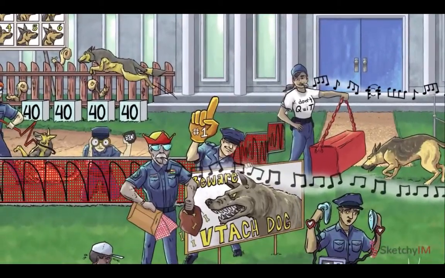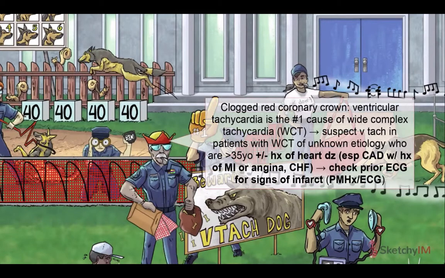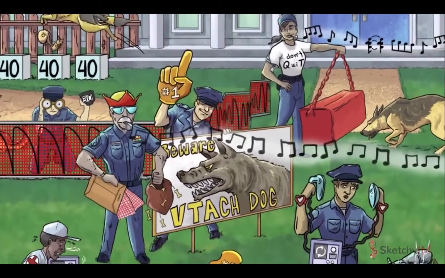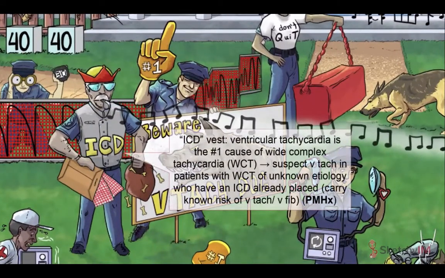With that in mind, get a past medical history, specifically assessing for any kind of cardiac history, especially prior myocardial infarction, congestive heart failure, or recent angina pectoris. Also, check a previous ECG for signs of a prior infarct. All signs point to ventricular tachycardia. How about an implantable cardioverter defibrillator? Does your patient have one of those, perchance? Well, that means someone at some point assessed them to be at increased risk for ventricular tachycardia or fibrillation, which clearly makes VTAC the most likely etiology of their current wide complex tachycardia.